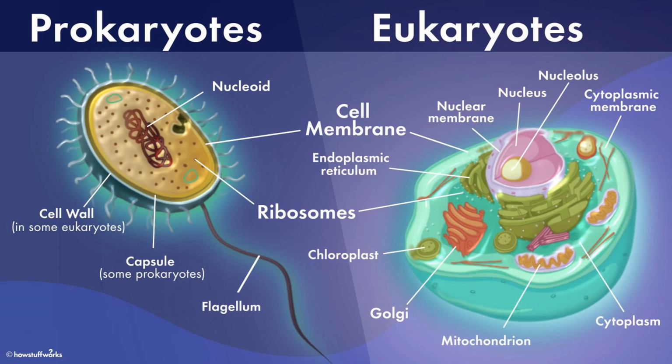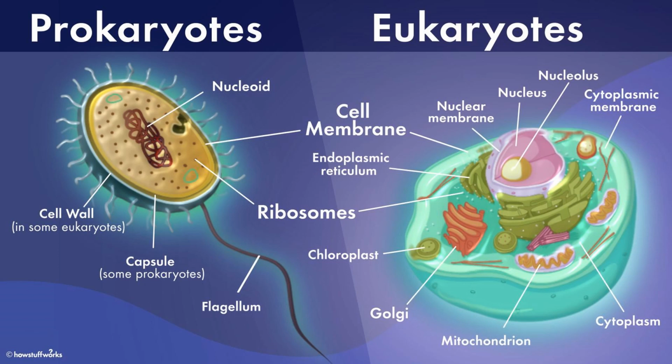We have the prokaryotes and the eukaryotes. The term prokaryote is derived from the Greek word pro, which means before, and karyon, which means kernel, and it translates to before nuclei. Prokaryotes are one of the most ancient groups of living organisms on Earth, with fossil records dating back to almost 3.5 billion years ago.